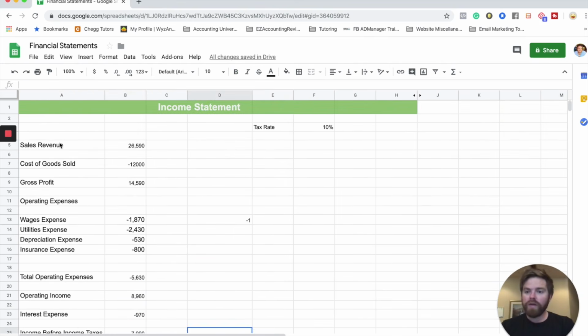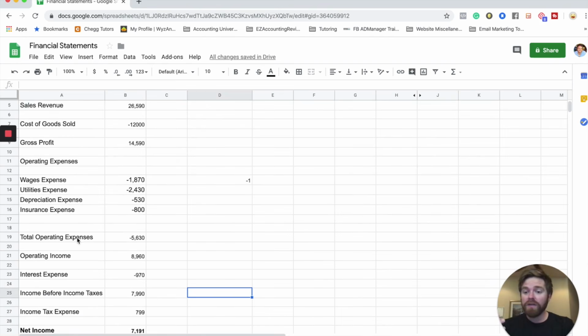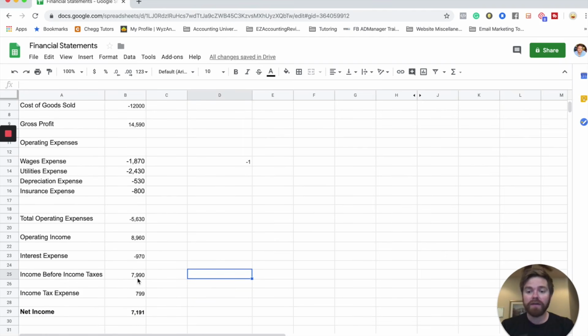We went through, we got our revenue, we brought it over, cost of goods sold, we got our gross profit, went through operating expenses, got our total operating expenses, got our operating income, interest expense, subtracted that to get our income before income taxes. We taxed that amount to get our income tax expense, subtracted that to arrive at our net income. So hopefully that video was helpful.